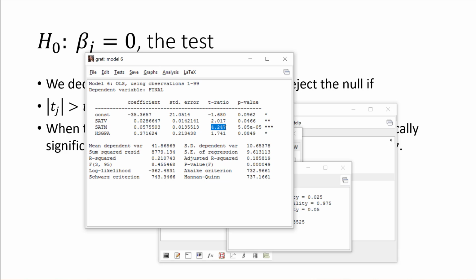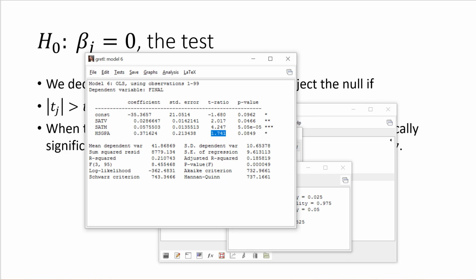We can see that this too is greater than the critical value. So the same thing can be said about the SATM. While the high school GPA is not. This is not greater than the critical value. So we cannot reject the null hypothesis that beta 4 is 0. That does not mean that we can conclude that beta 4 is 0. We cannot make that conclusion. Remember, we never accept a null hypothesis.